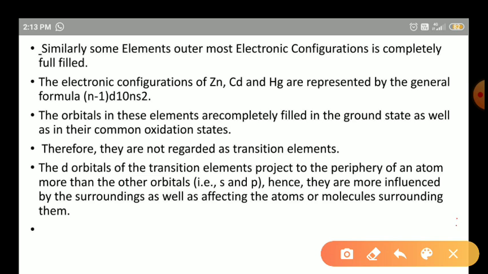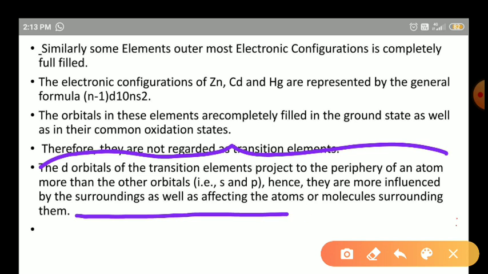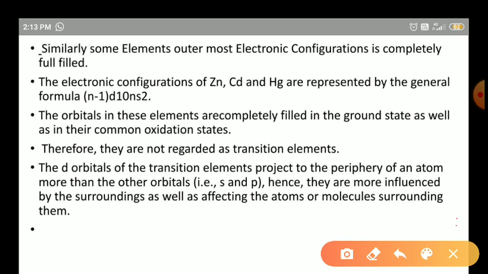And the next point: the d orbitals of transition elements project to the periphery of the atom more than the s and p orbitals. Hence they are more influenced by, and well affected by, the atoms and molecules surrounding them. So what are the transition elements? Any transition element you may use, in which the orbitals project to the periphery of the atom more than the other orbitals.